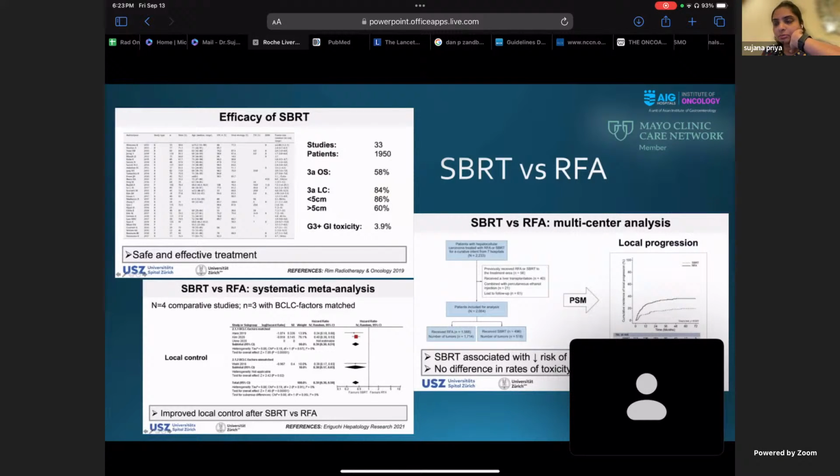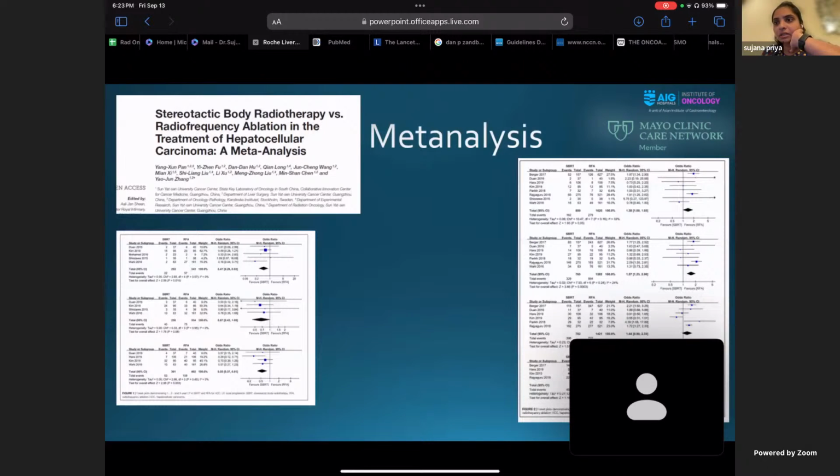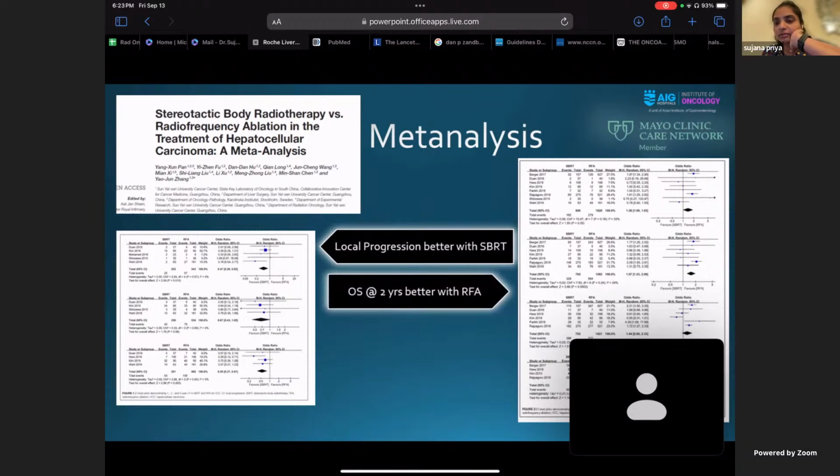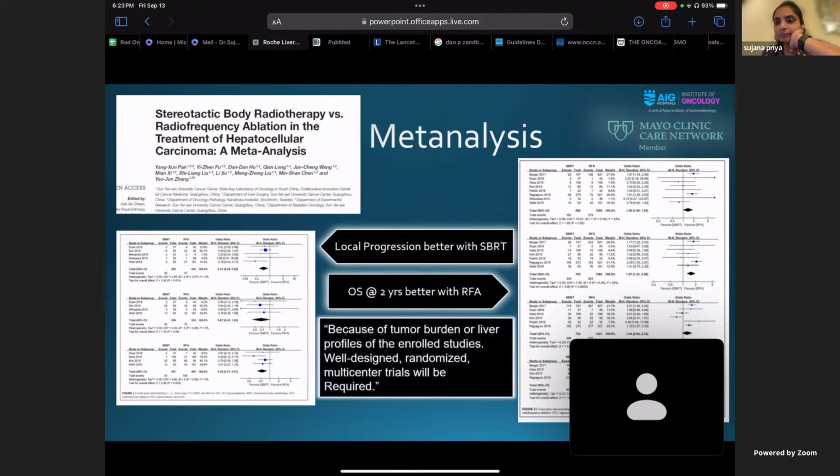Again, if you look at SBRT versus RFA, there are a lot of meta-analyses. Local progression is definitely better with SBRT, but overall survival at 2 years is better with RFA because of the tumor burden or liver profiles, so there is a lot of heterogeneity in the trials which were enrolled. So well-designed randomized controlled trials will definitely be required before we say that one treatment is superior over the other.